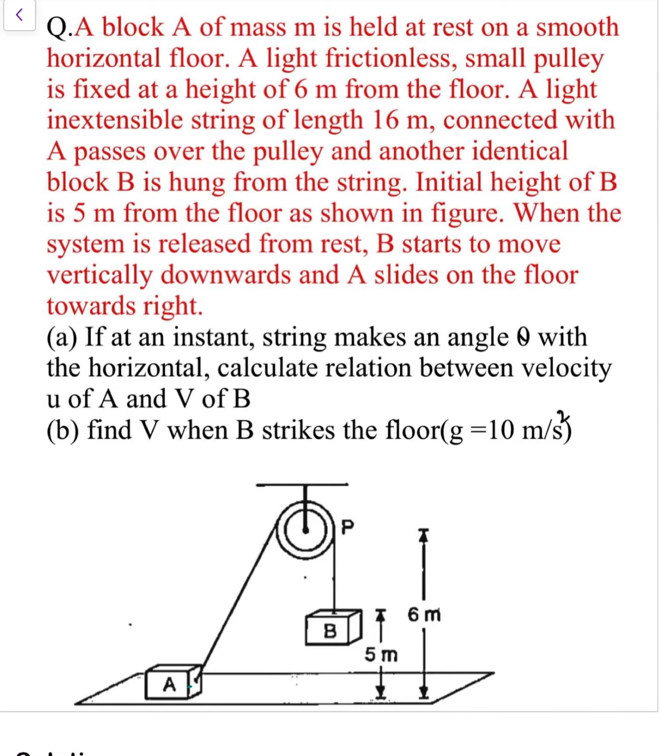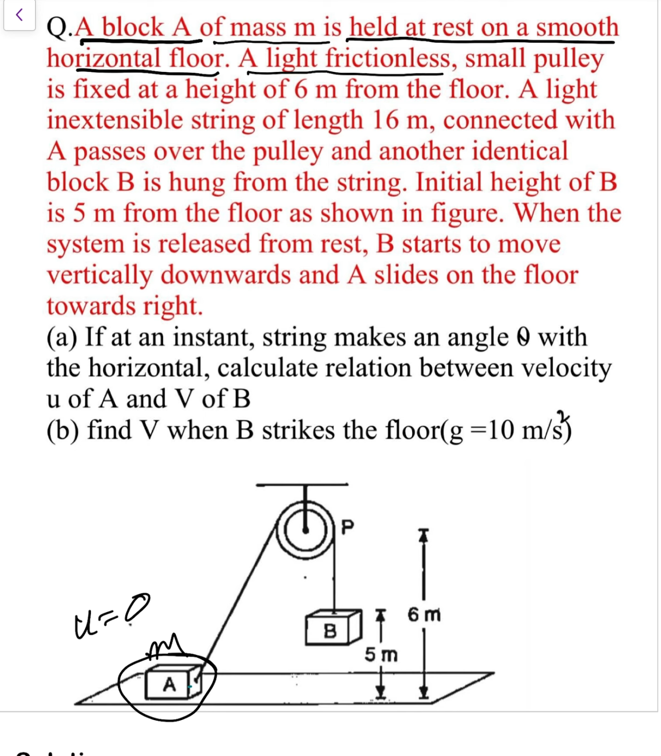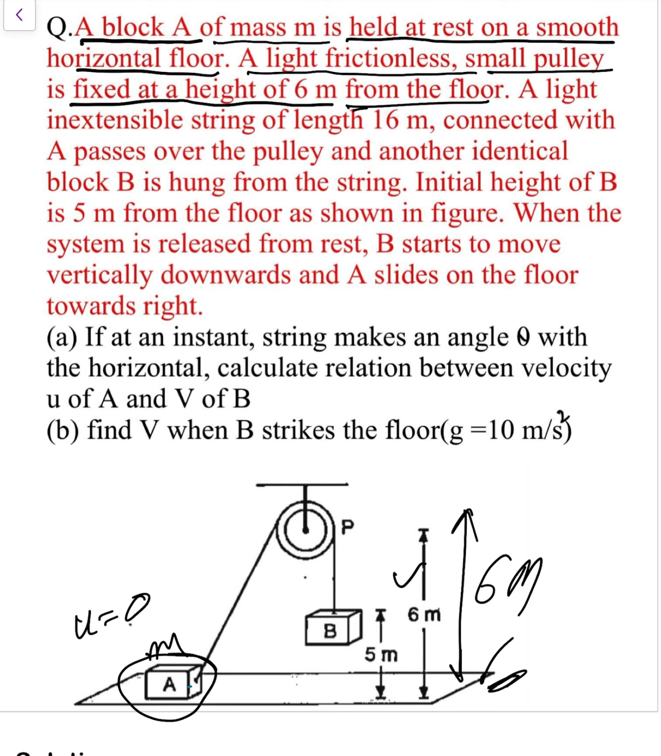Now, first of all, read the question. A block A of mass m is held at rest on a smooth horizontal floor. At rest means initial velocity is 0. A light frictionless small pulley is fixed at a height of 6 meters from the floor.